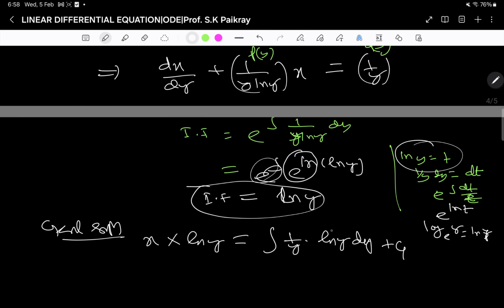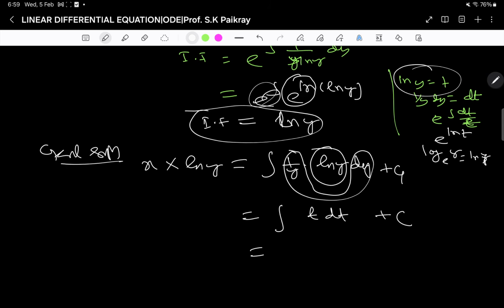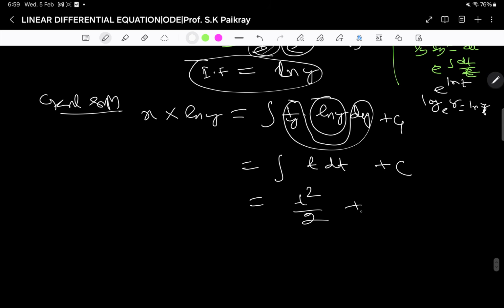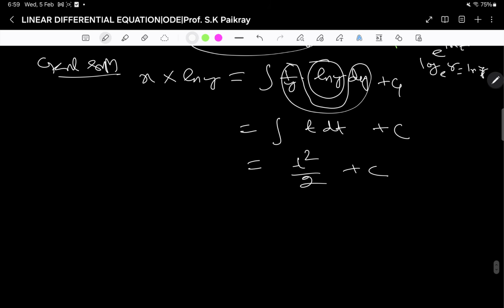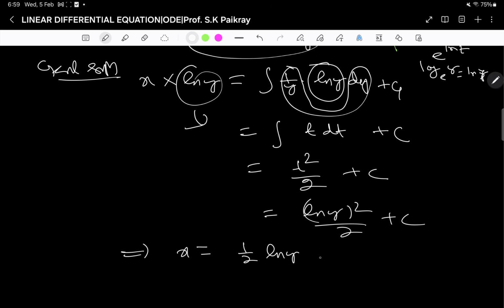Now you integrate it, putting ln y is equal to t likewise. So this will be your dt, so t dt plus some constant c. So this is t square by 2 plus c. The value of t is ln y, so this is ln y square by 2 plus c. Now this ln y is divided here. So this implies x is equal to half ln y plus c by ln y. So this is your answer.